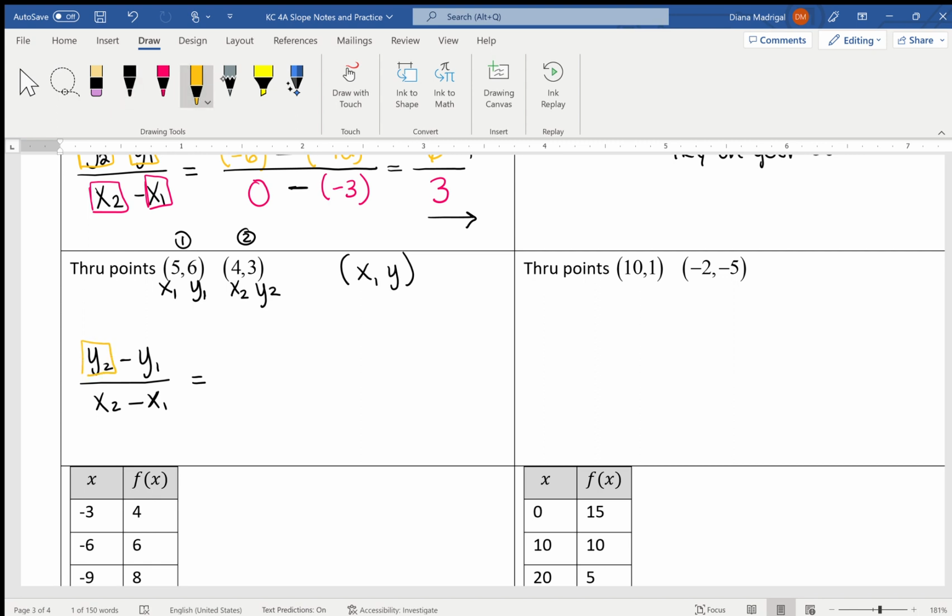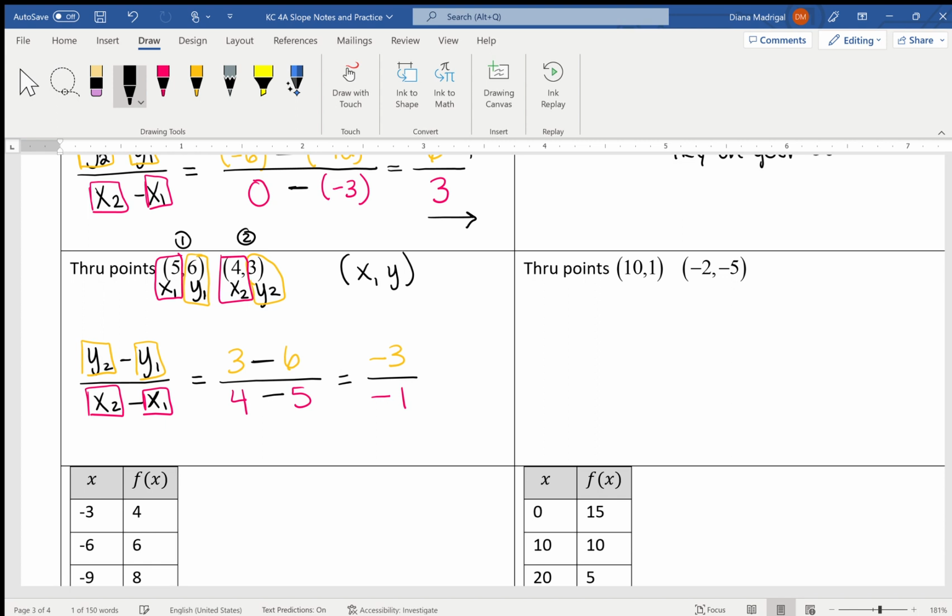All right, here we go. y2 is right here and it's the number 3. So it's 3 minus y1. y1 is over here, which is 6, over x2. That's when we're subtracting. x2 is right here, which is 4 minus x1. x1 is over here, which is 5. So once again, I just do the math. 3 minus 6 gives me -3. And 4 minus 5 gives me -1.